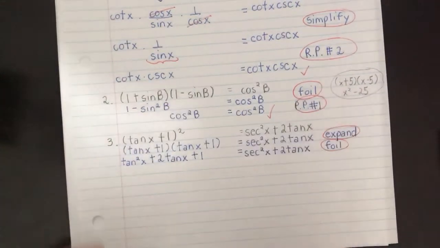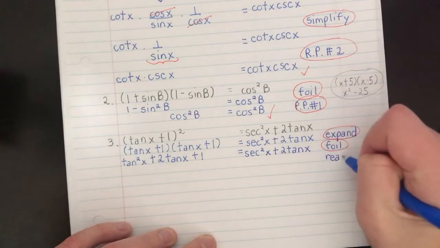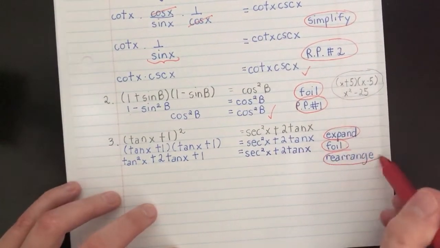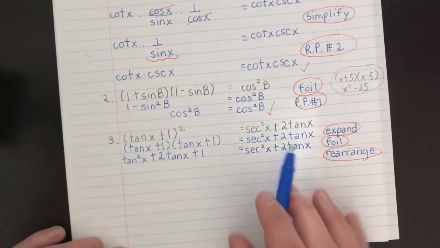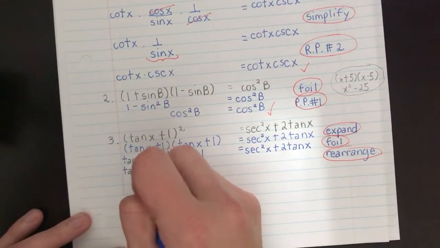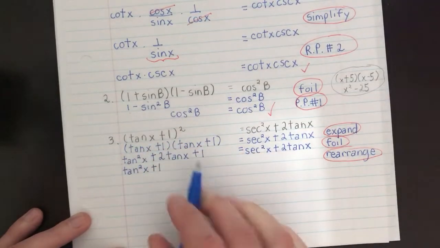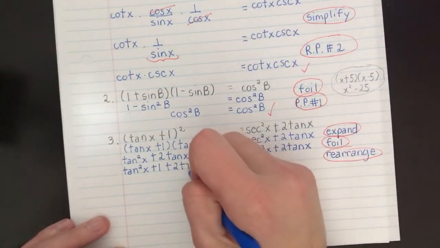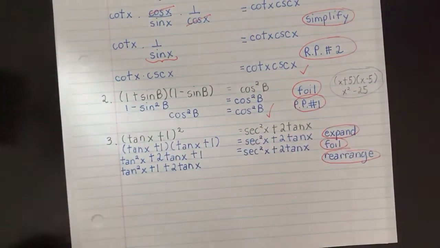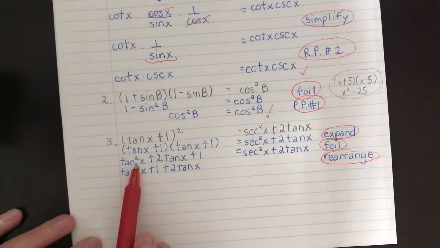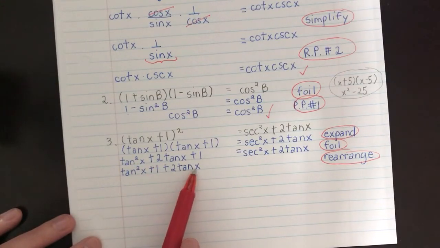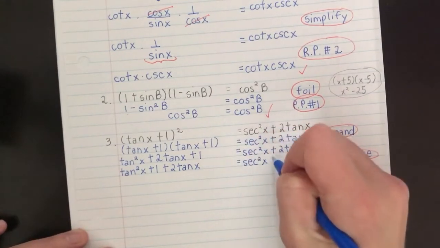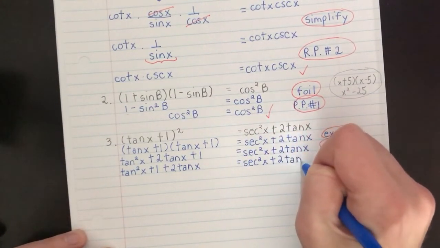Well, look at that. I want to rearrange. So my next step is going to be rearrange, because look, we're real close. This 2 tan x needs to go in the back. So I'm going to put tan squared x plus 1, I'm just moving this over, plus 2 tan x. I just moved the 1 over to be behind the tan squared x, and I moved the 2 tan x in the back like it is here. So secant squared x plus 2 tan x.